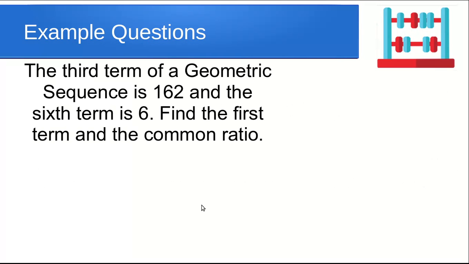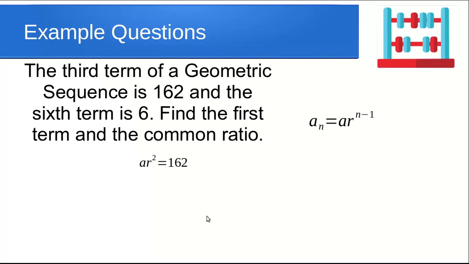Let's consider this question. The third term of a geometric sequence is 162, and the sixth term is 6. Find the first term and the common ratio. Now, this isn't talking about the sum of a geometric sequence. We're just looking at nth terms here, so we need that formula: an is ar to the n minus 1.